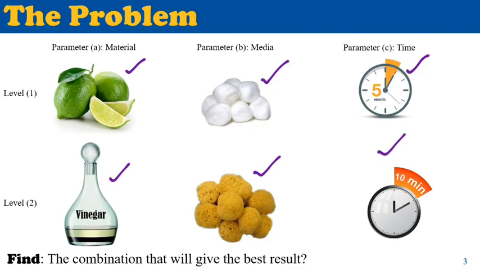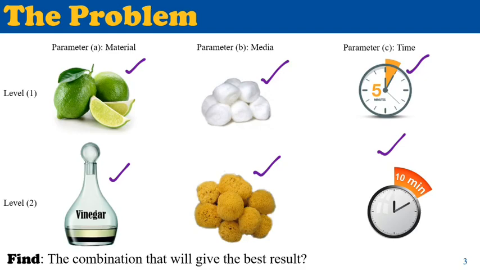These are your variables. To get the most optimum combination of any three that will give you the best result of cleaning something. So if you are cleaning a dish or cleaning anything, what would be the best combination that will give you the best result?